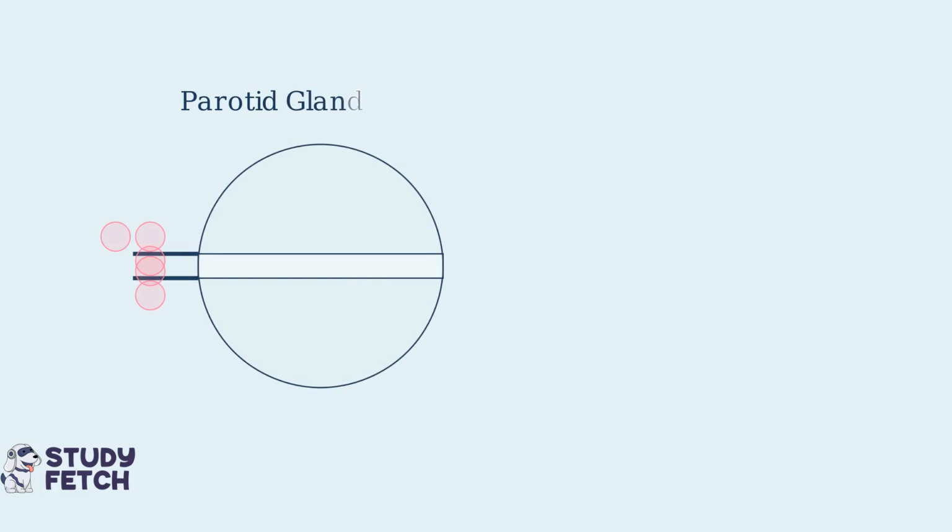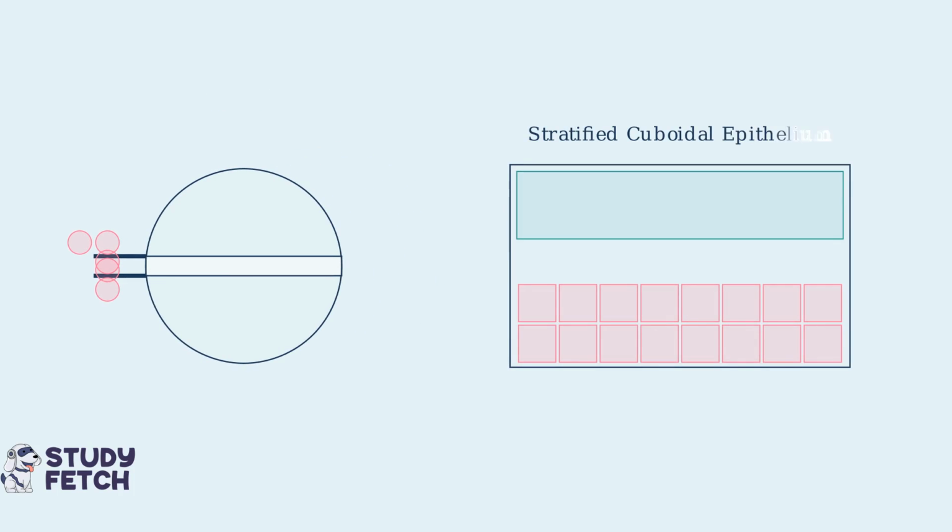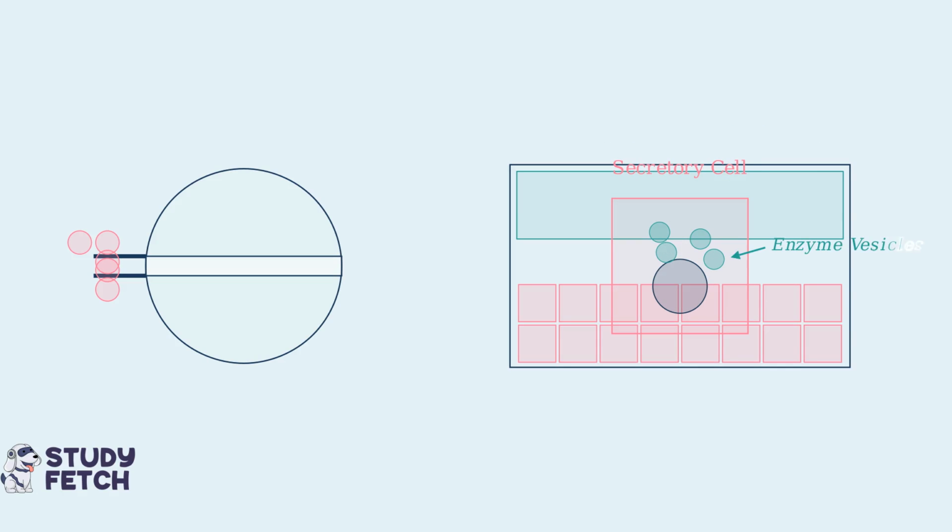The parotid glands contain stratified cuboidal epithelium that plays a crucial role in saliva production. The gland consists of secretory acini, which produce the initial secretion, and a ductal system lined with stratified cuboidal epithelium. Looking closer at the ductal system, we can see the stratified cuboidal epithelium that lines the ducts. Within the secretory cells, specialized enzyme vesicles produce digestive enzymes, primarily amylase, which helps break down starches.